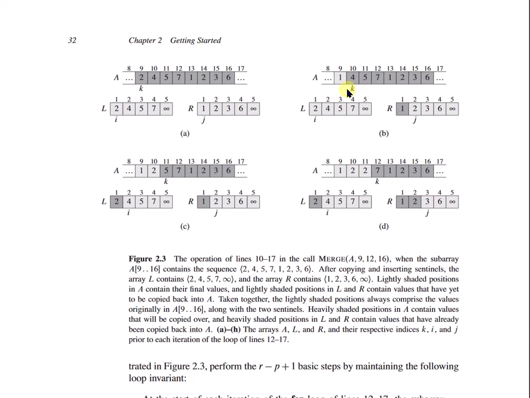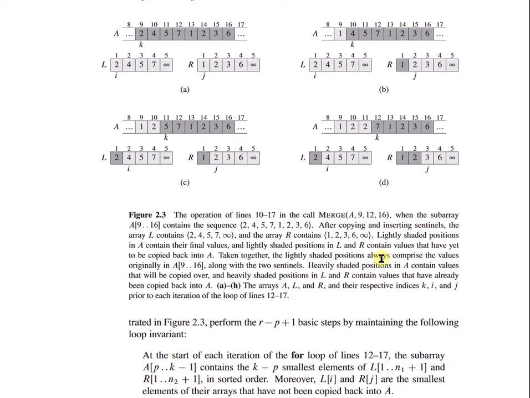But why did the k move from there? Okay, we didn't see this value. Lightly shaded positions in A contain their final values, and the lightly shaded positions in L and R contain values that have to be copied back into A.